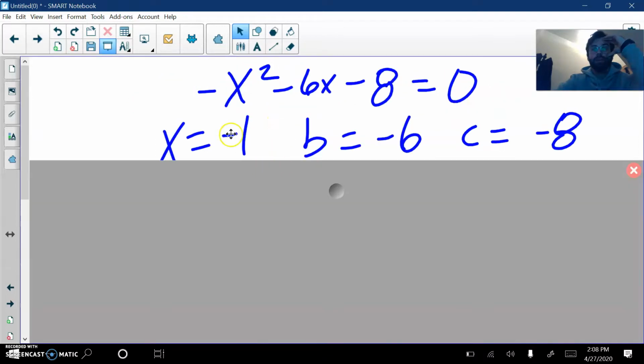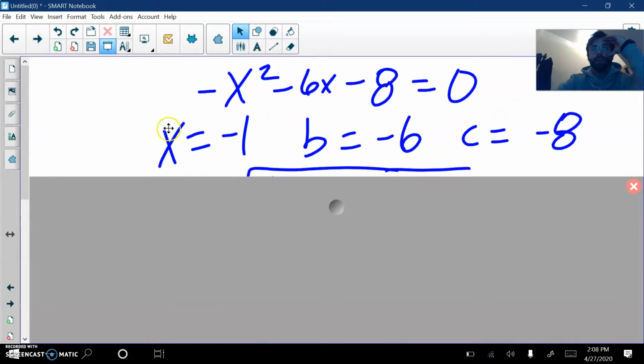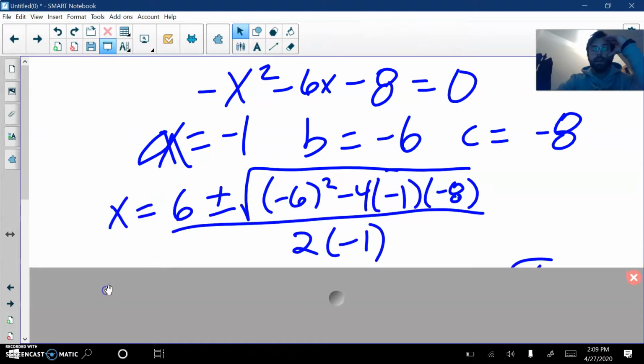Second problem using quadratic formula. This should say a, not x. Sorry about that. A is negative 1. B is negative 6. C is negative 8. I didn't include the quadratic formula in this one, so opposite of B is 6. Plus or minus square root of negative 6 squared minus 4 times negative 1 times negative 8 all over 2 times negative 1.